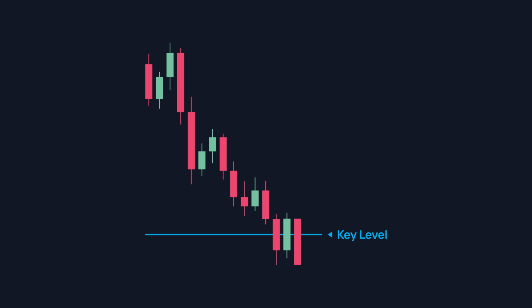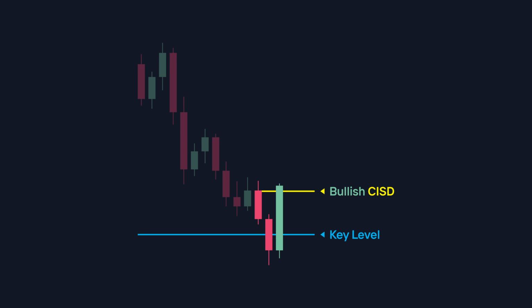So, to solve this issue, we can wait for a CISD to form and use it as a confirmation signal for the reversal. So in this chart scenario, in terms of looking for a bullish CISD, we want to look at the most recent bearish leg that attacked the liquidity level, and then mark out a level from the open of the first bearish candle. Because if the market were to push up and close above this level, this would create the bullish CISD that we're waiting for.